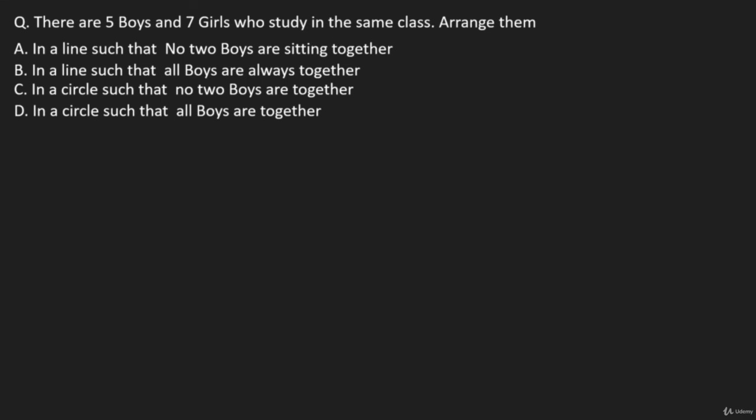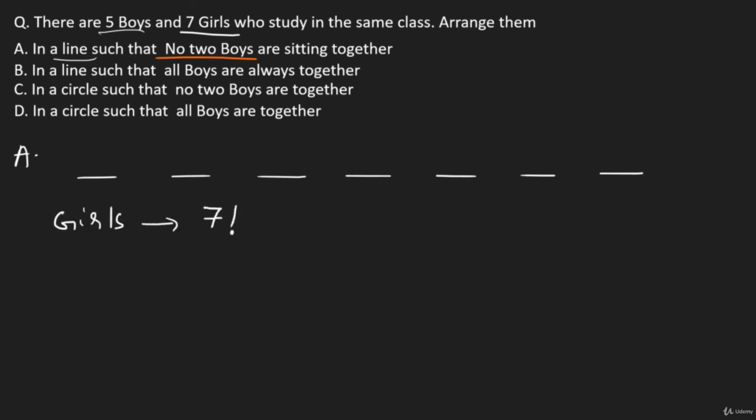Let's do it together. Now over here the arrangement is in a line and it's mentioned that no 2 boys should be sitting together. Alright, and we have 7 girls and we have 5 boys. Let's arrange the 7 girls first. Let's take 7 positions to put the 7 girls in 7 places. Now 7 girls in 7 places can be arranged in 7 factorial ways. We have already seen that n items, if they are to be placed in n positions, it can be done in n factorial ways.